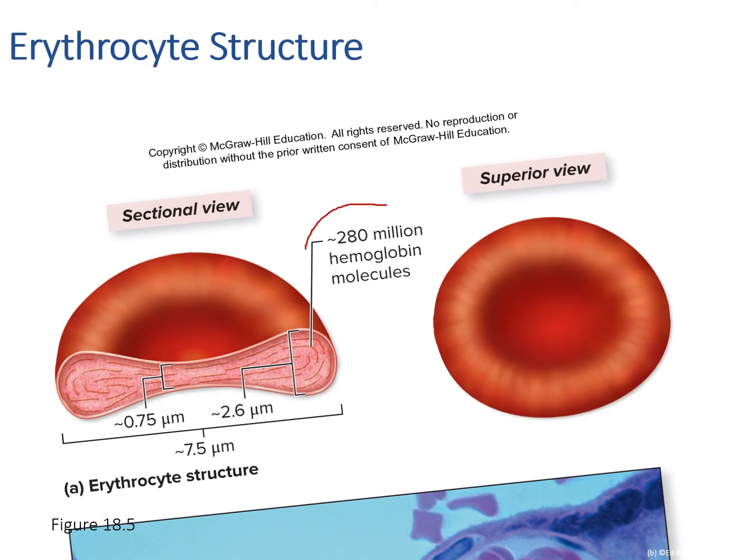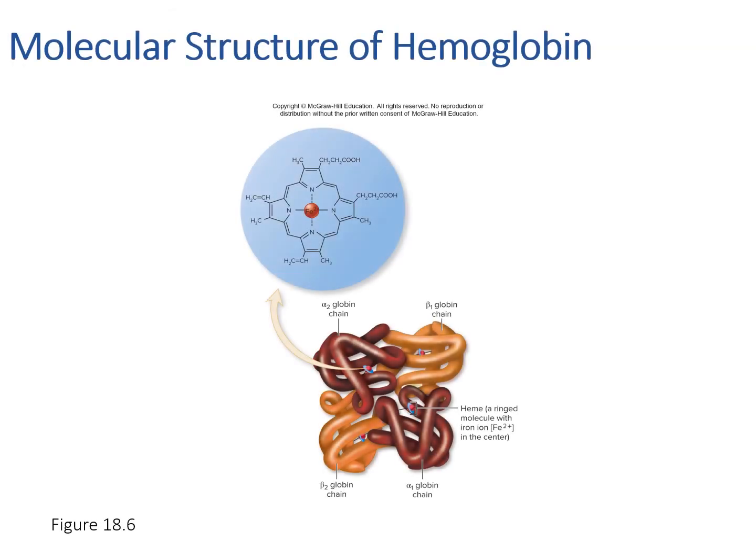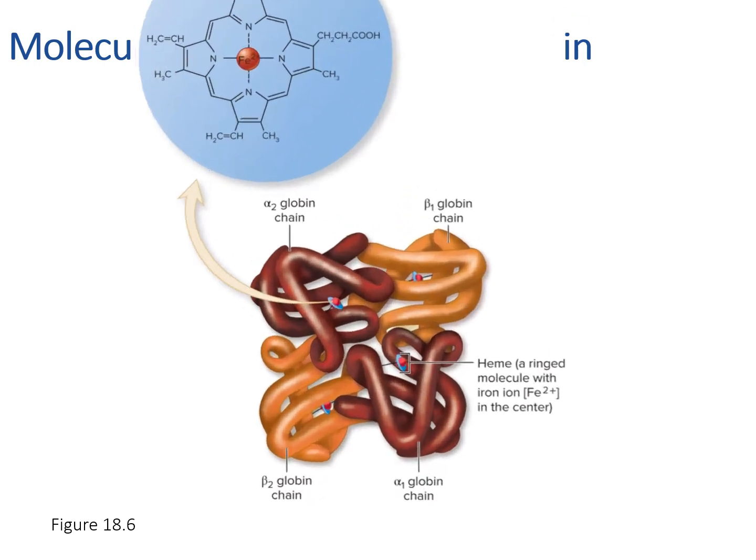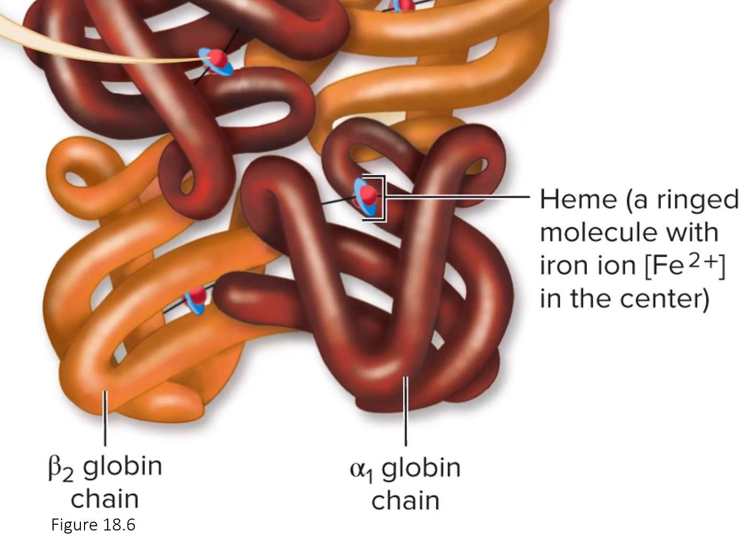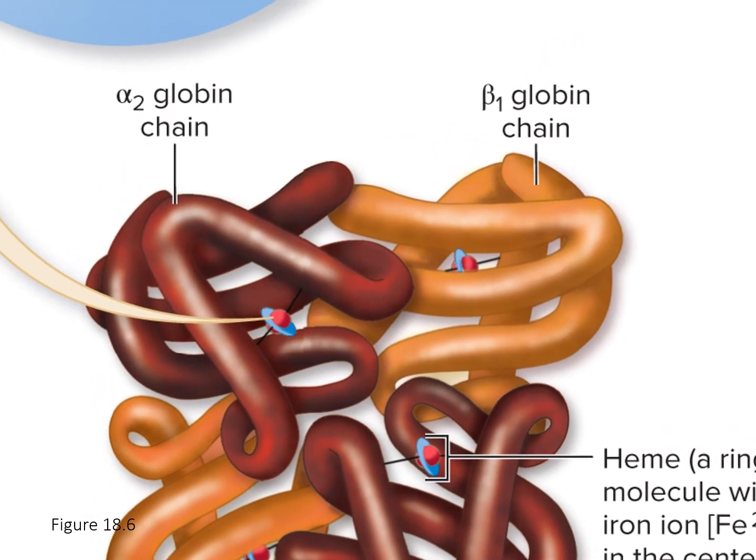In one red blood cell, there's about 280 million hemoglobin molecules. Wow. Technically, each hemoglobin is made of 4 subunits called alpha and beta. So we have alpha 1, beta 1, alpha 2, beta 2. There's alpha 2, beta 1, beta 2, alpha 1, and there's a heme group in there.